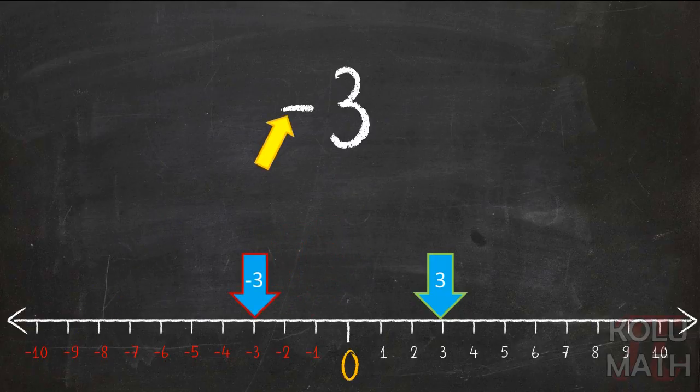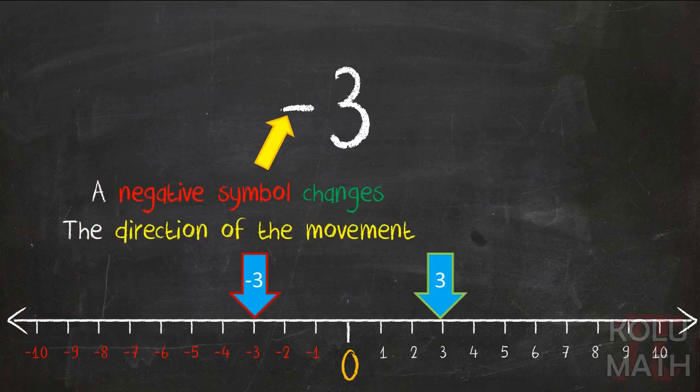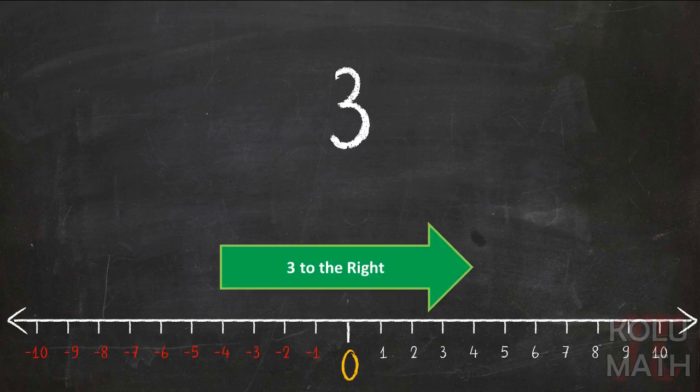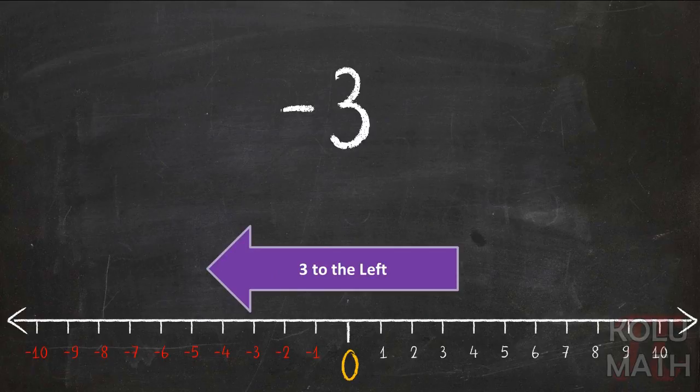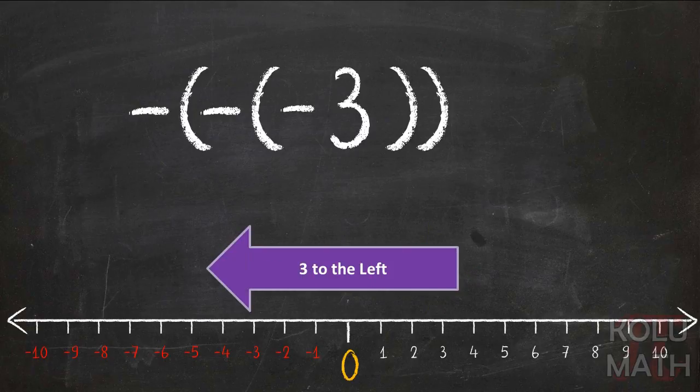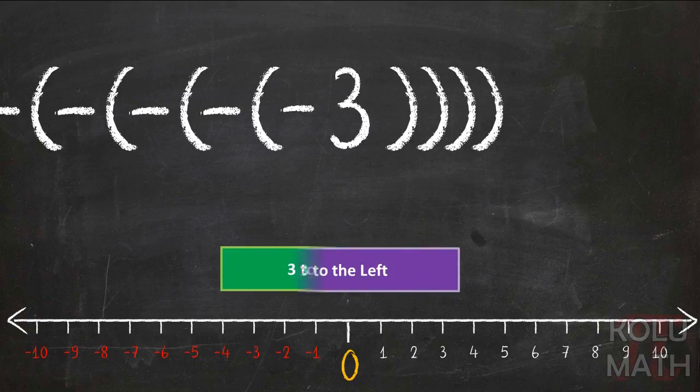So we can think of that negative symbol as changing the direction of the movement. An integer like 3 represents 3 spaces to the right. If I add a negative symbol in front, it now represents 3 spaces to the left. If I add another negative symbol, it's back to the right. If I add another negative symbol, it's back to the left. And I can just keep doing this forever.